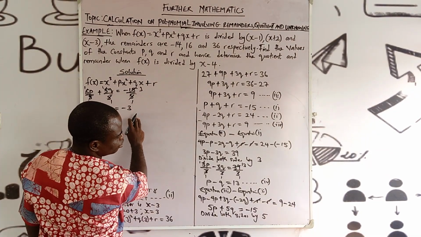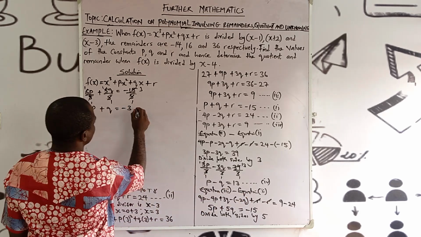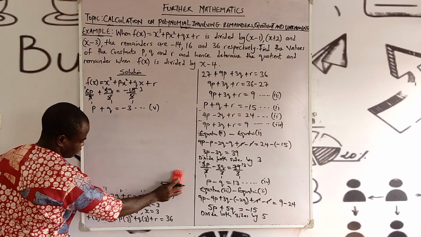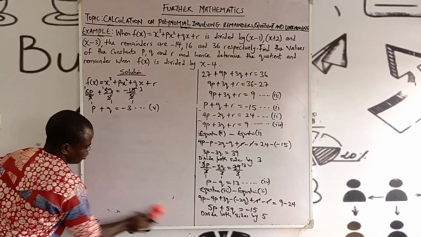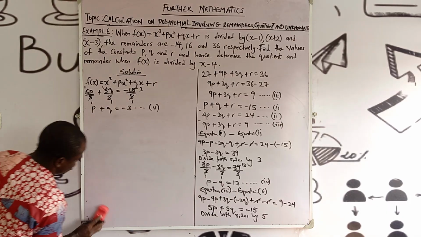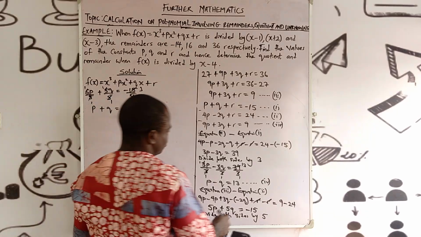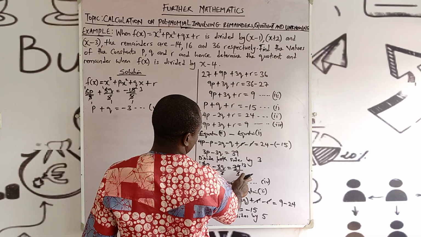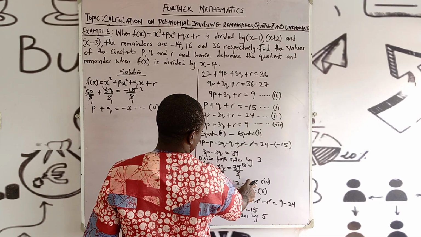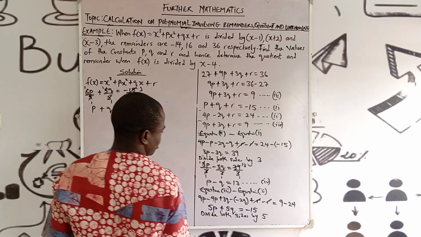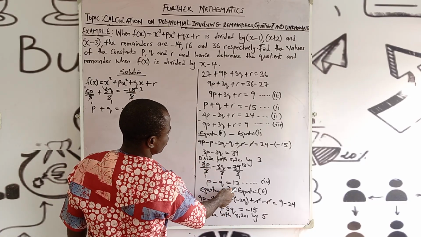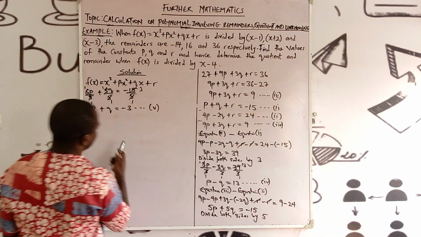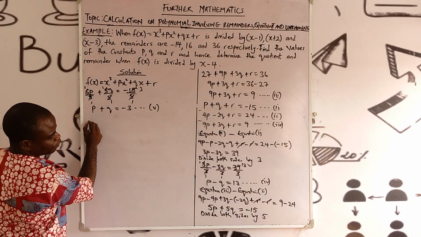That's equation 4. Now that's equation 5. Now let's bring those equations together so that you can subtract. You can say equation 5 minus equation 3. Let's bring them together.